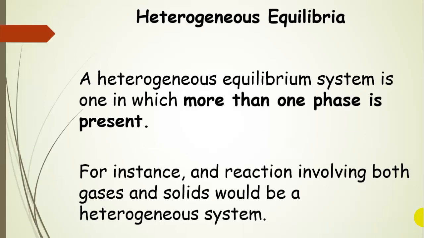So what is a heterogeneous equilibrium? Basically, it is a system or a chemical reaction that is at equilibrium that has more than one phase present. So for instance, if we had a chemical reaction where we had both solid and gas present, that would be a heterogeneous system.